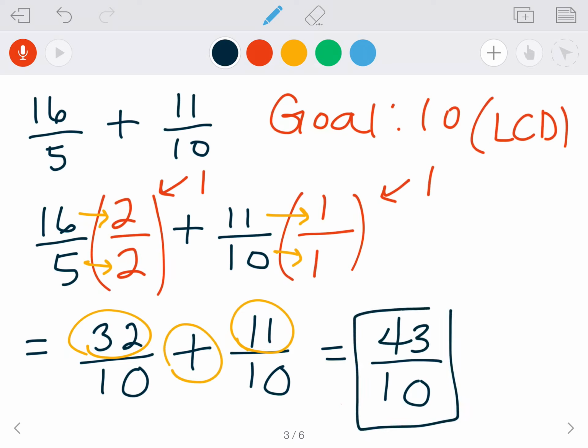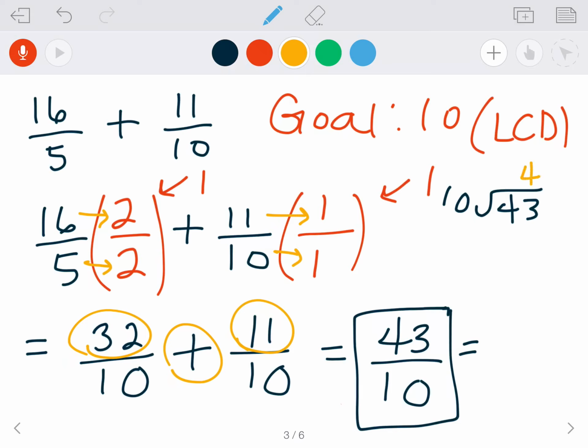Okay, so this is your final answer as an improper fraction. We cannot reduce it because 10 does not go perfectly into 43, and the only common factor that 43 and 10 share is the number 1. If you want to make this a mixed number, you can do long division, 10 into 43.